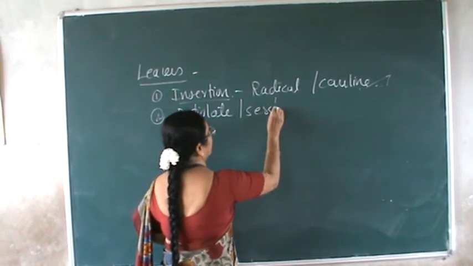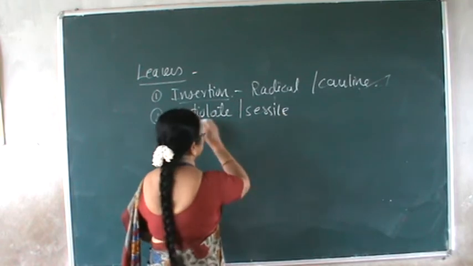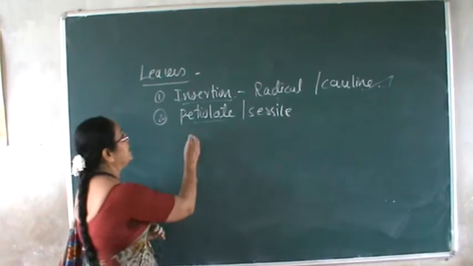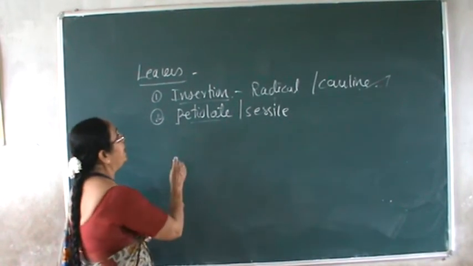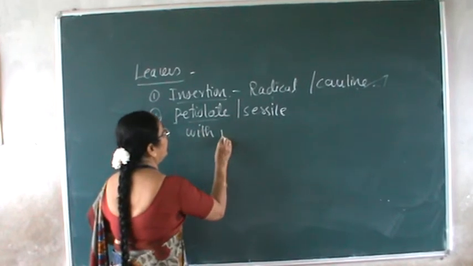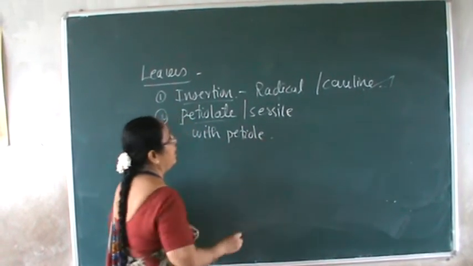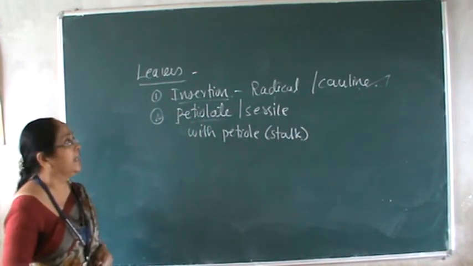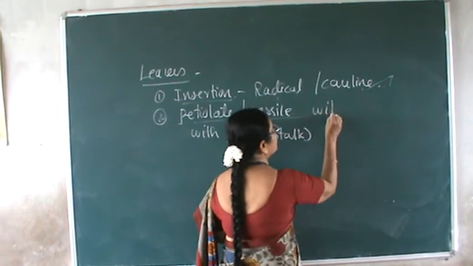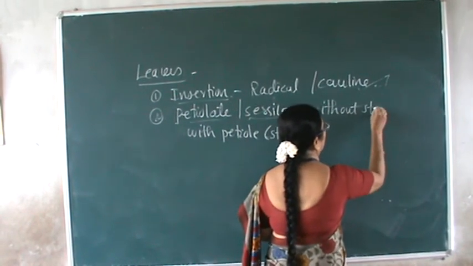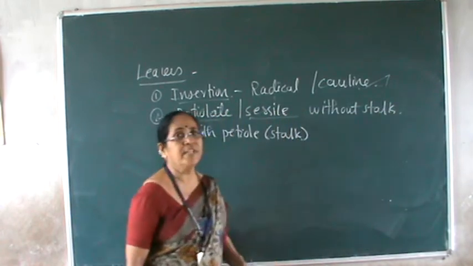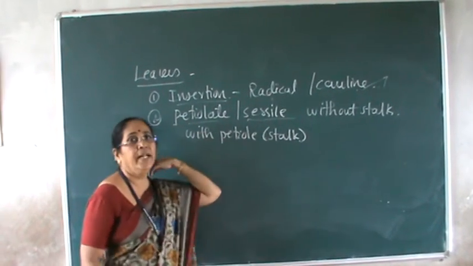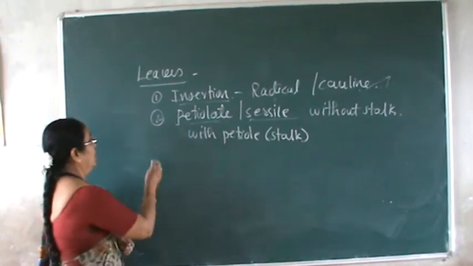Petiolate or sessile. Petiole is the stalk of the leaf. If you find a distinct stalk in the leaf, it is to be described as petiolate. Petiolate means the leaf with petiole, or the stalk. Sessile means the leaf without stalk. If the leaf is without stalk, then you can say that it is a sessile leaf, whereas in case of petiolate, the leaf is with the stalk. Next.